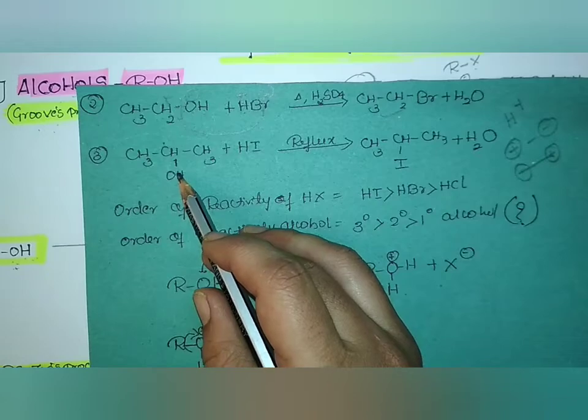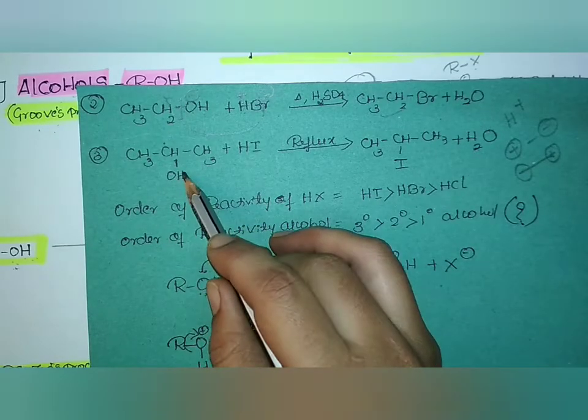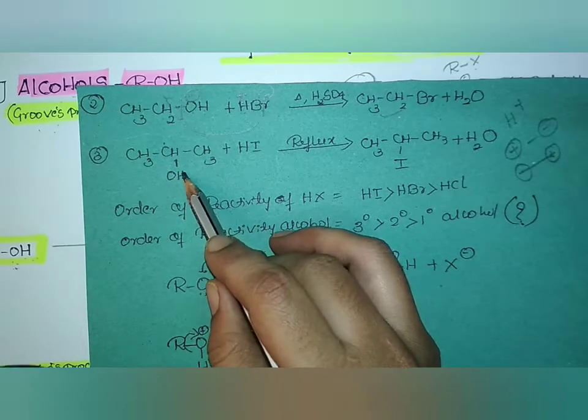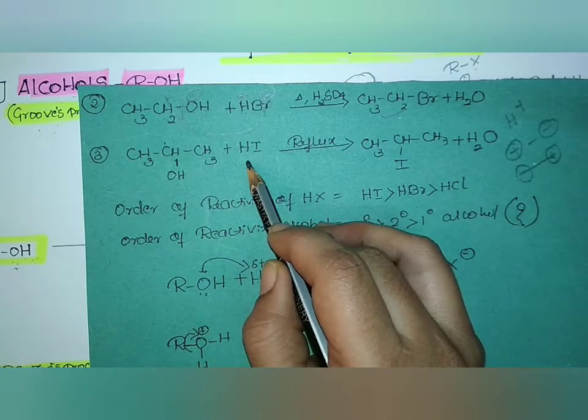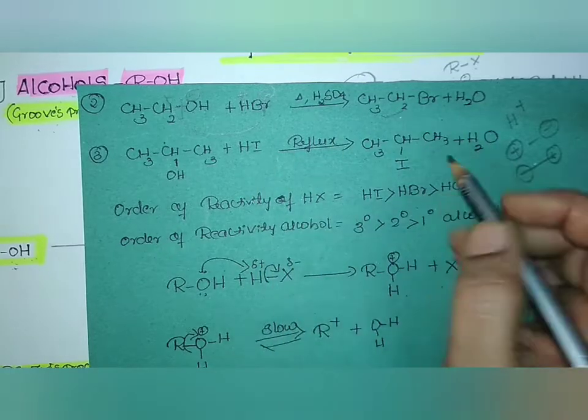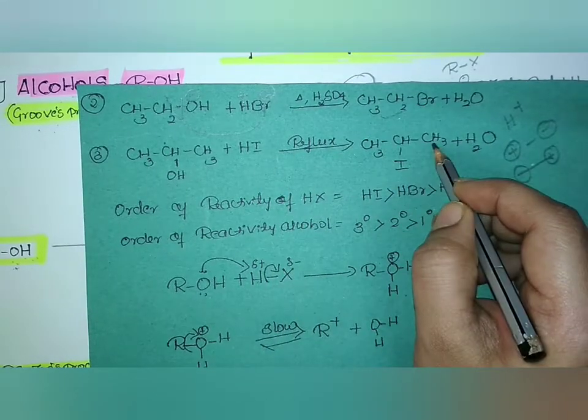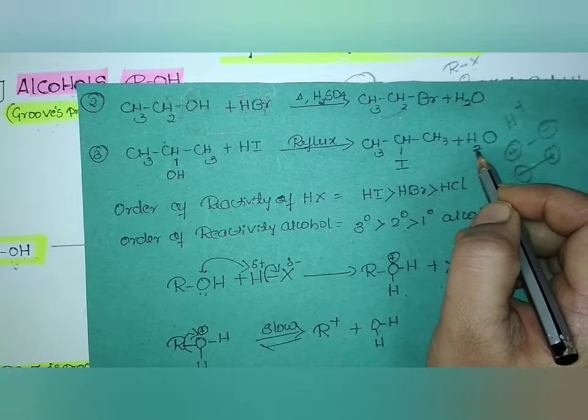Now for the third reaction which I have explained, I have taken a secondary alcohol. As we have discussed in nomenclature, it is isopropyl alcohol, or you can say 2-propanol. When it is treated with hydrogen iodide, it results in the formation of 2-iodopropane, and water will be formed.